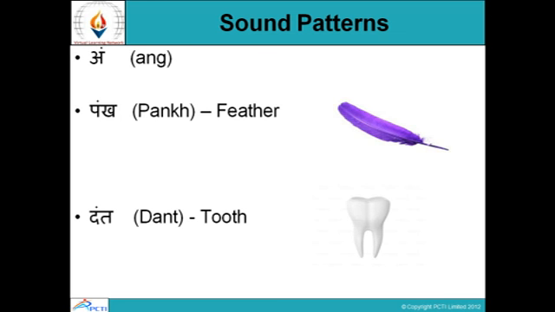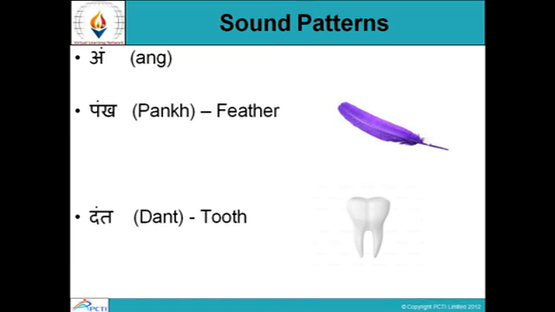Few more sounds. Feather. Feather is what? Pankh. Birds usually have feathers in their wings to fly. So it's called pankh. Dant. Dant is tooth. We have teeth in our mouth to bite, to chew, to grind. Dant is one tooth. So it is called dant.